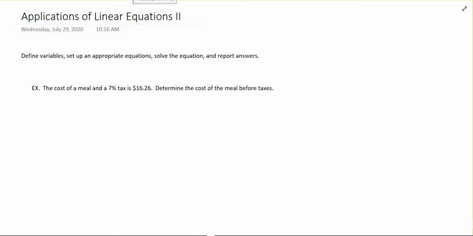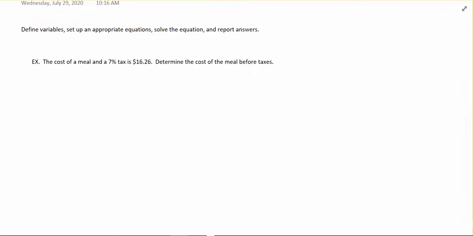Now we'll explore word problems that involve percentages. So let's take a look at the classic word problem, the cost of a meal. It says here the cost of a meal and a 7% tax is $16.26. Determine the cost of the meal before taxes.